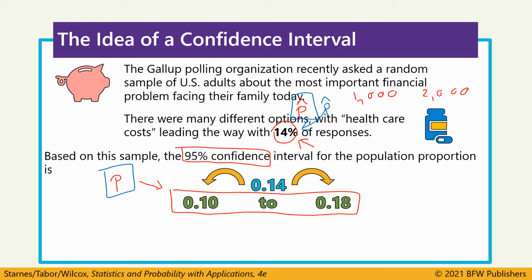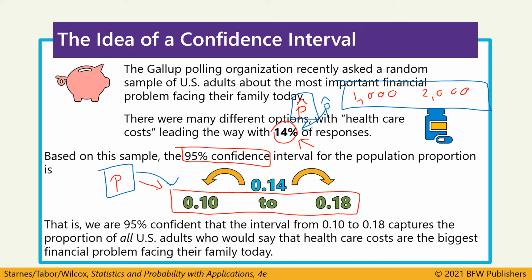Okay, so this is about a subset of 1,000 or 2,000 individuals in that range. This is about all adults in the United States. So when we interpret that confidence interval of 10% to 18%, we are 95% confident that the interval from 10 to 18% captures the true proportion of all US adults who would say that healthcare costs are the biggest financial problem facing their family today.